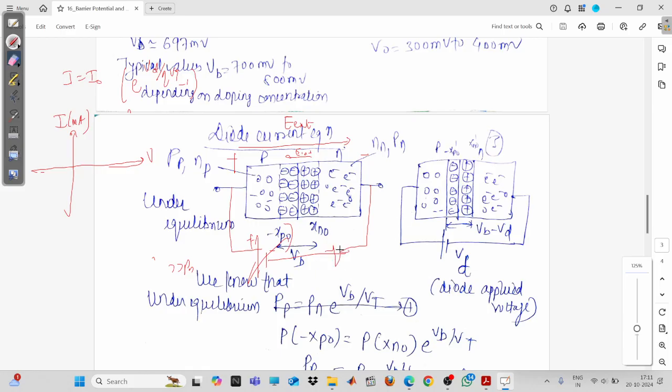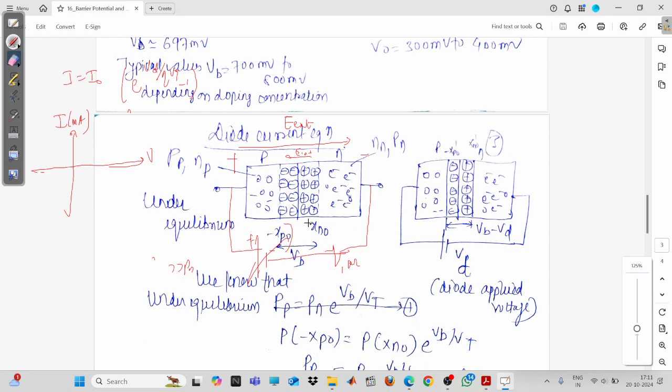You cannot directly apply the voltage to a PN junction diode. You will have to apply a voltage in series with a resistance, and that will be in kilo ohms. Let us say it is 1 kilo ohm. So in that case it will be milliamperes. Fine. So now what is going to happen?